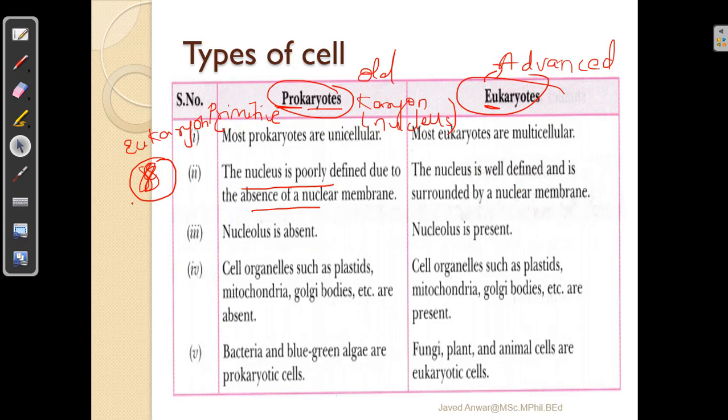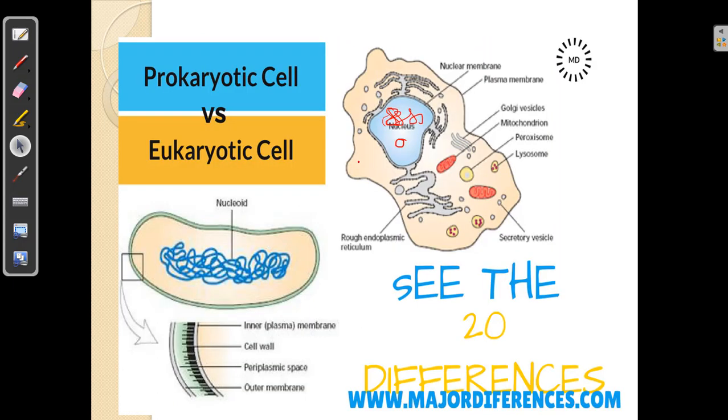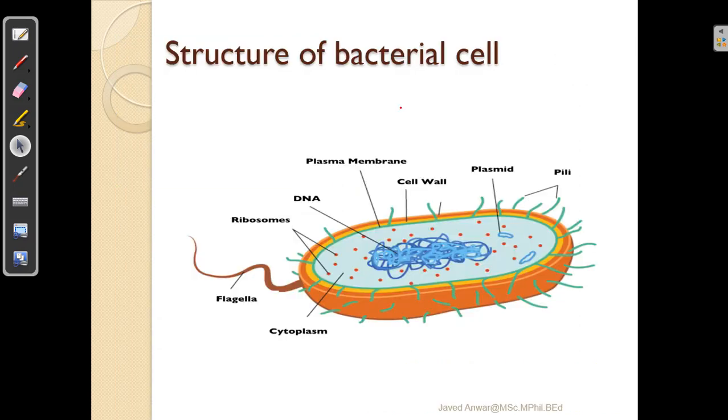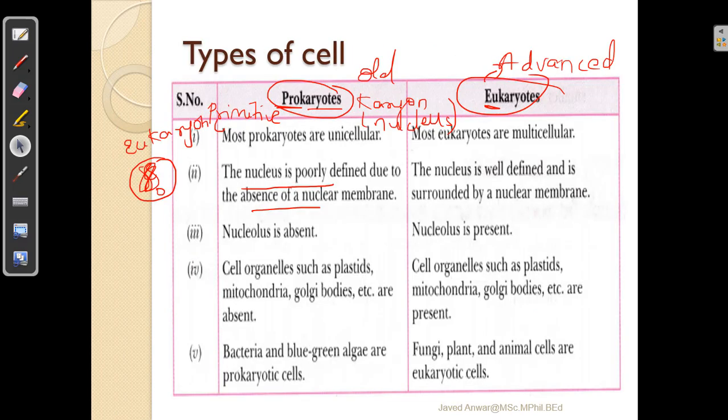Then the nucleolus, that small round structure I talked about, is absent in prokaryotes. There is no nucleolus. If you see here, there is no nucleolus. There is just a thread-like structure, no boundary also. Whereas in a eukaryotic cell, you find everything. You find the nucleus, nucleolus, nuclear membrane, etc. So you can see the nucleolus is absent here, and present here.